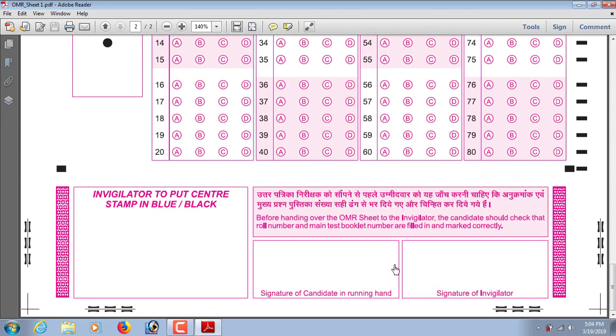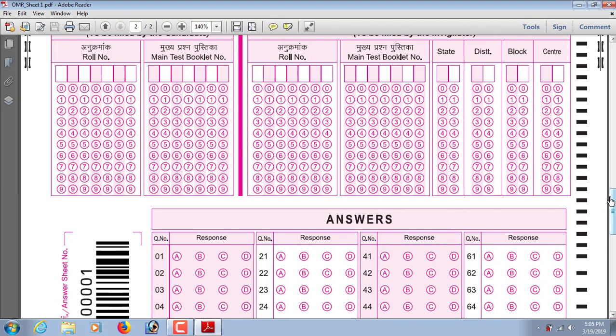Also you have to put your signature in a running hand, the way you generally write your name, here. This is the space provided for the signature of the invigilator, who will also put the center stamp in blue or black. That part is about the invigilator, who will take care of it. So this is the way to use this new model of answer sheet.